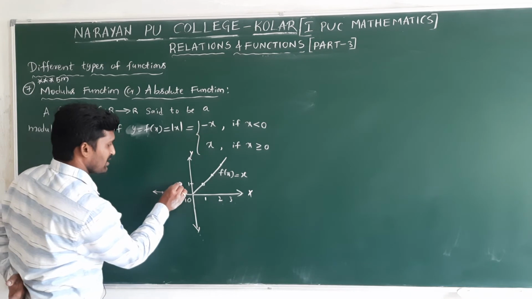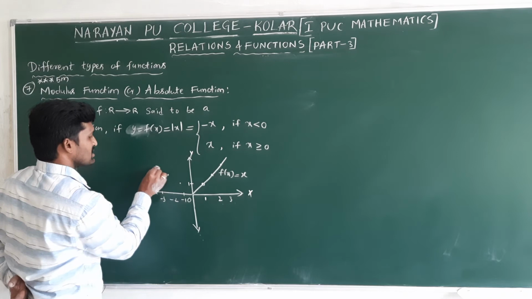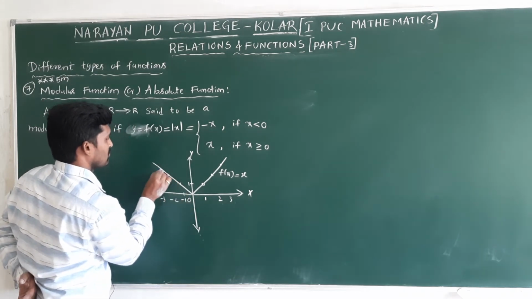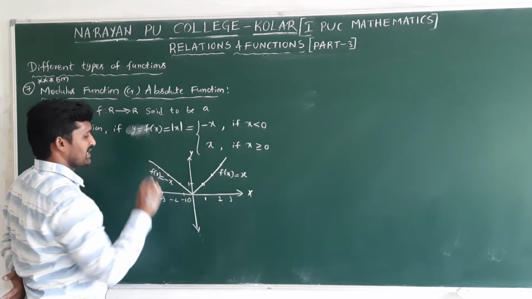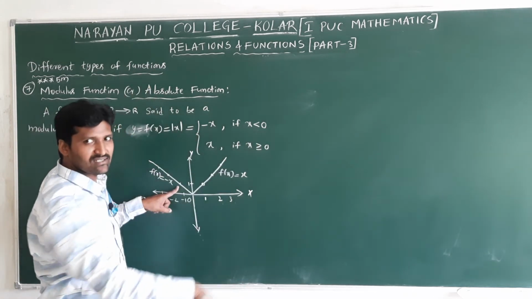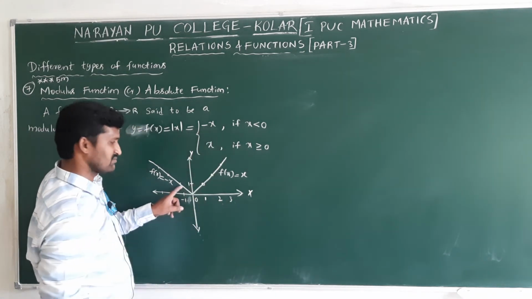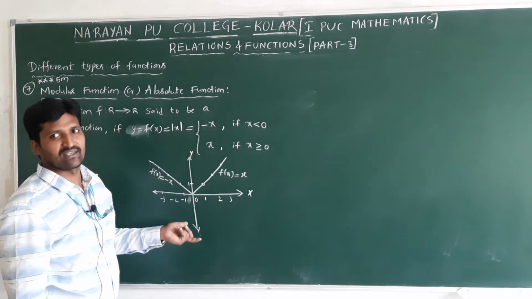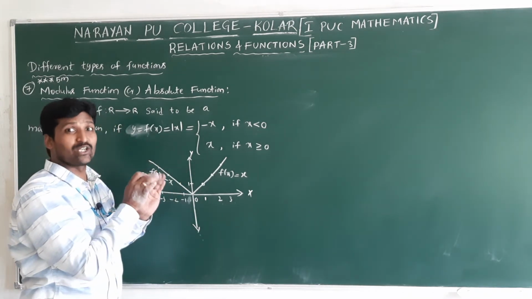Negative side, minus 1 if you take, minus 1. Minus 2 if you take, minus 2. Minus 3 if you take, minus 3. But this is which one? f of x equal to minus x. Reason? For less than 0, negative values, what is the function? Minus x. Take minus 1 as the x value: minus of minus 1 is plus 1. Take minus 2, minus of minus 2 is plus 2. Minus 3, minus of minus 3 is plus 3. So you will get only non-negative values, non-negative real numbers.